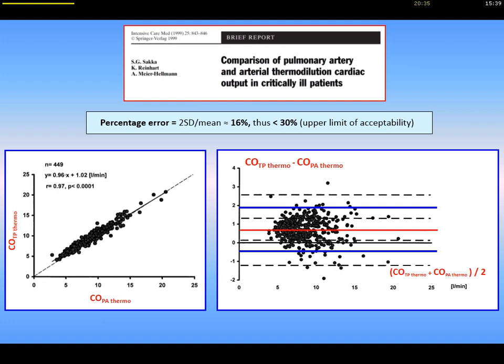Okay, I will just comment on my slides. So I said that there was a good validation and good percentage error between cardiac output measured by transpulmonary thermodilation and cardiac output measured by simple thermodilation.